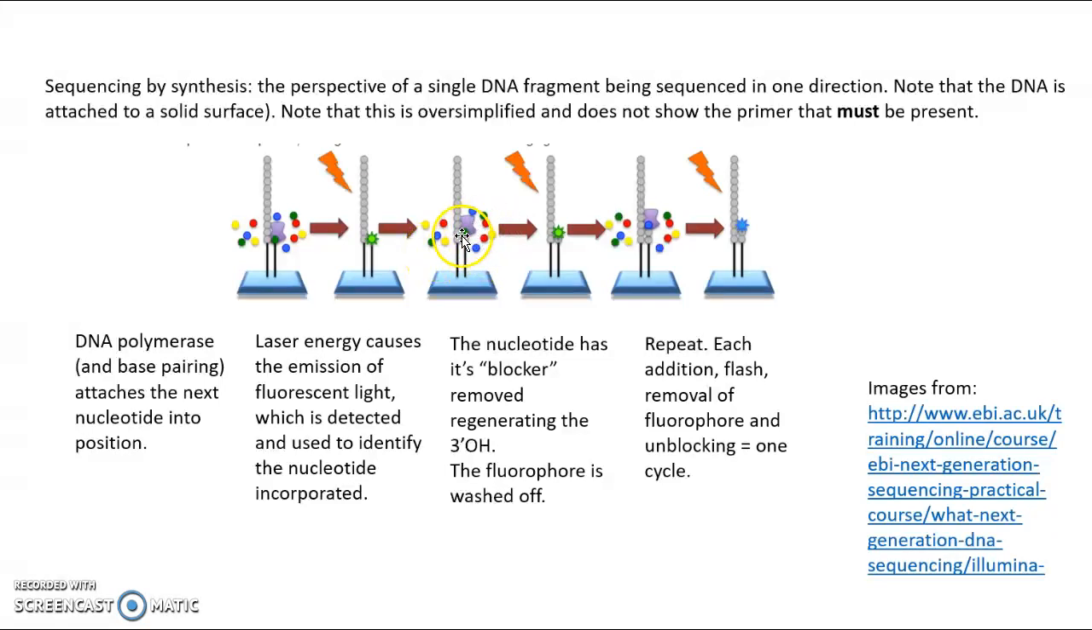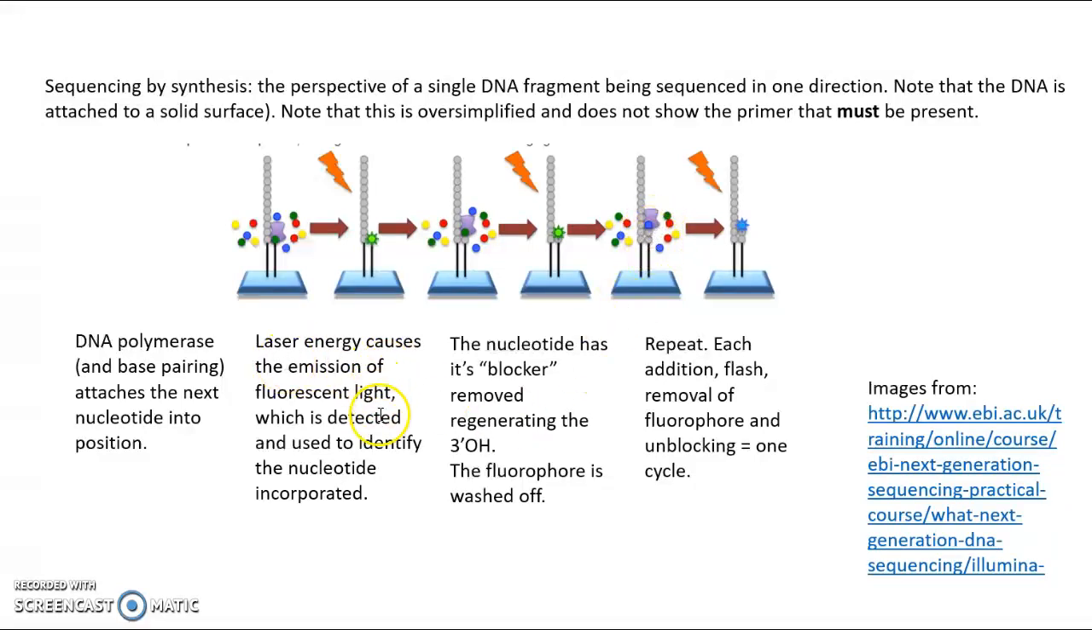We'll add the next appropriate nucleotide, repeat by hitting it with light, detect it, wash the fluorescent bit off, undo the blocking and regenerate the OH group, then the next nucleotide can be added, and so on and so on. So we've got DNA polymerase that is present, and it is forming the phosphodiester linkages between each of the nucleotides in this growing strand.